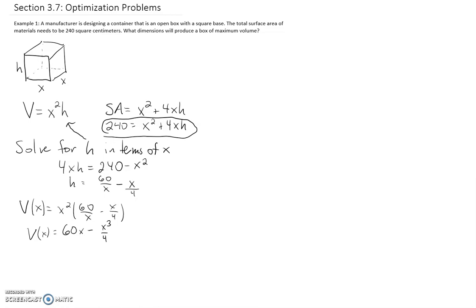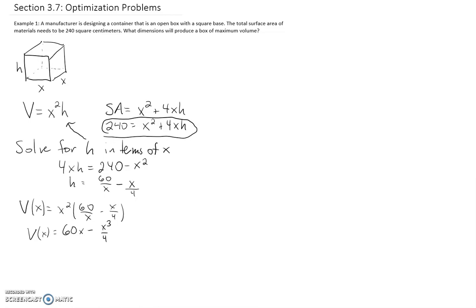So our goal now is to figure out how to find the maximum of this function. You have to ask yourself, am I looking for a relative or local maximum, or an absolute maximum? In this case, we're trying to find the box of maximum volume, so we'd like to find the absolute maximum. Finding absolute maximums is easiest when we have a closed interval. So we'd like to figure out what our closed interval would be. What would be a restriction on the smallest x can be and the largest x can be?